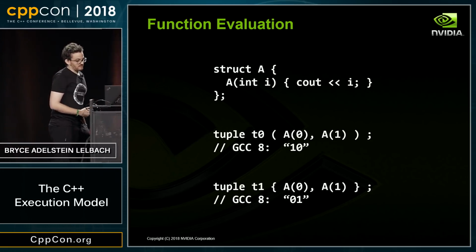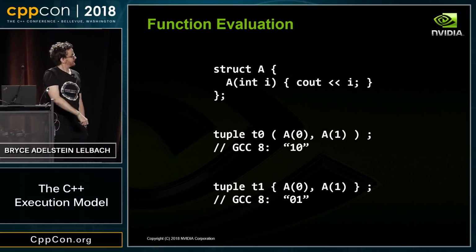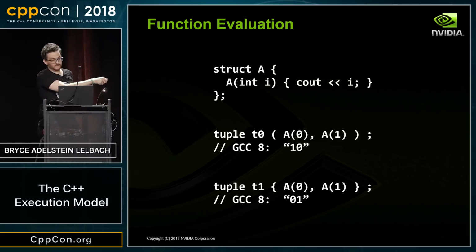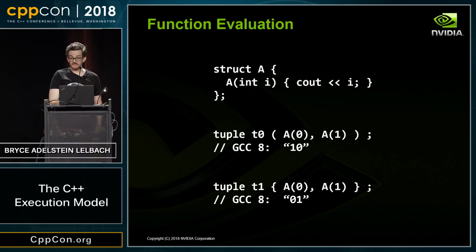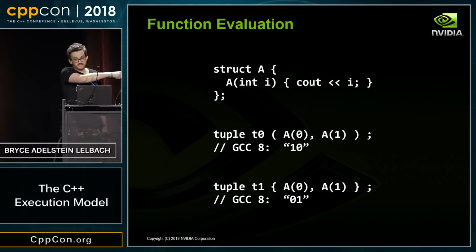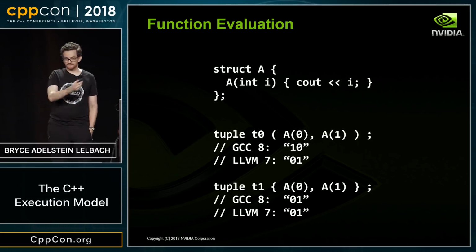So let's say I've got some struct here that has some simple constructor, and it has a side effect. If I'm making a function call, so parentheses syntax here, what I get is these two are indeterminately sequenced. The compiler can pick to either do this one and then this one, or to do the other, this one and then this one, which GCC chooses to do. Now, if you use uniform initialization here, it is sequenced, so you'll get it from left to right. So this is what GCC gives you, and LLVM gives you the opposite.